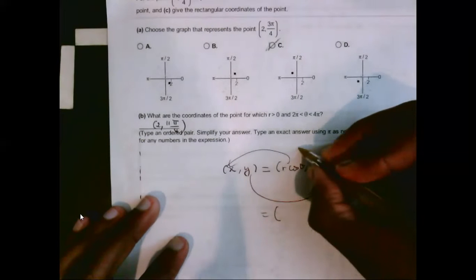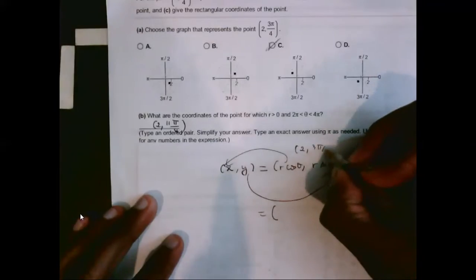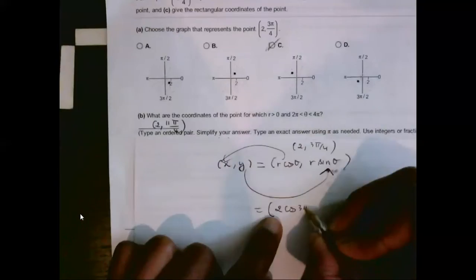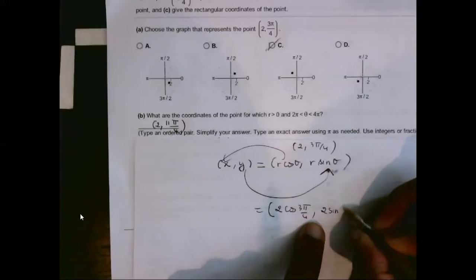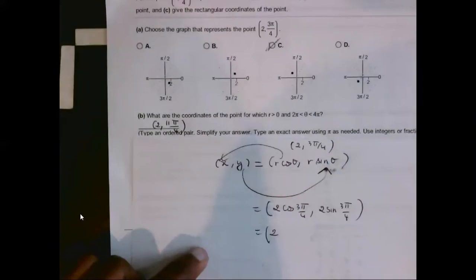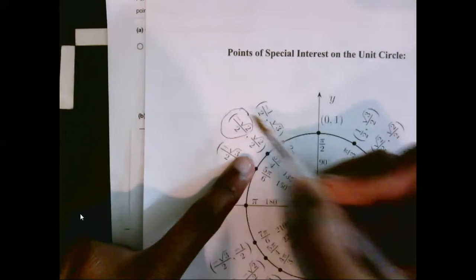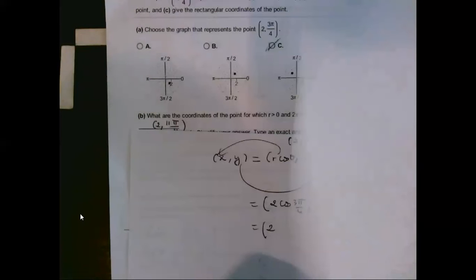So r is 2 cosine of 3 pi over 4, and here 2 sine of 3 pi over 4. So I take my unit circle. 3 pi over 4 is this point here. The cosine is the x value and the sine is the y value. So cosine of 3 pi over 4 is actually negative square root of 2 divided by 2, and sine of 3 pi over 4 is square root of 2 divided by 2, like that.